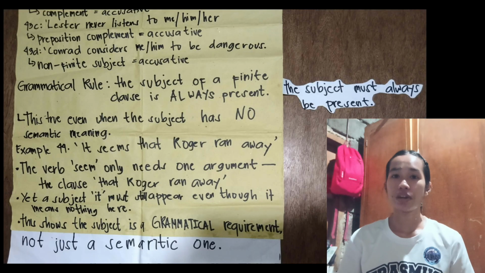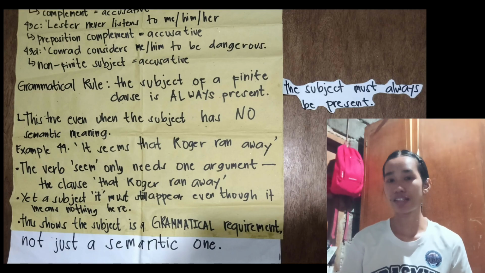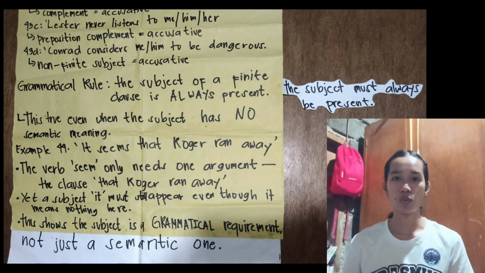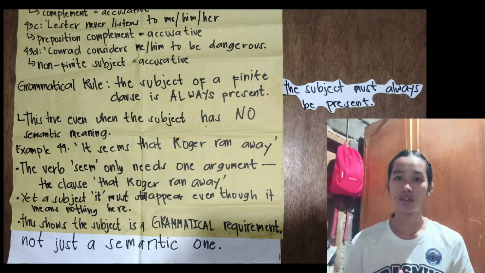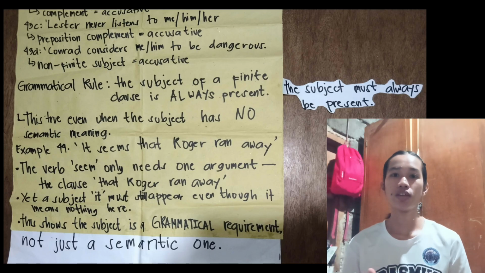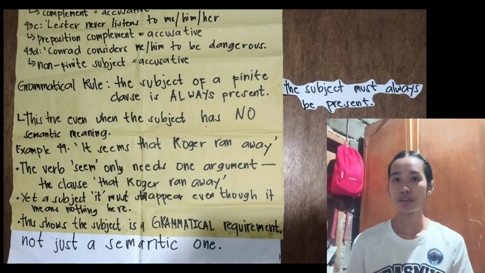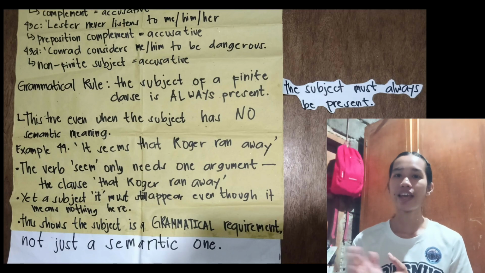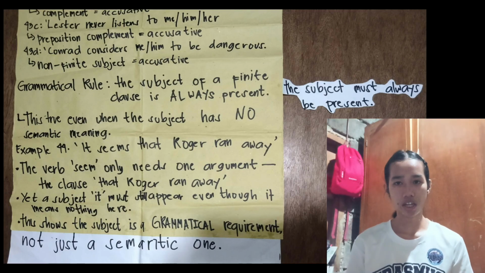Here is a fascinating grammatical rule. The subject of a finite clause must always be there, even when it has no real meaning. Look at example 44: It seems that Roger ran away. The verb seem only needs one argument, the clause that Roger ran away. Semantically, there is no subject needed, yet English still requires a subject in that position, so we use the pronoun it as a placeholder. This it does not refer to any real thing. It is just there to satisfy the grammatical rule that every finite clause must have a subject.